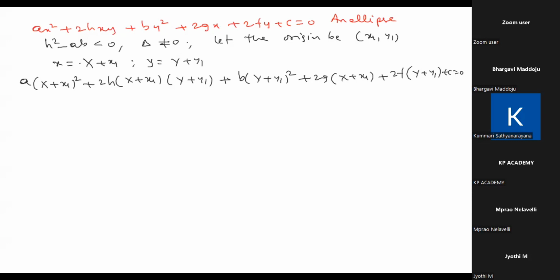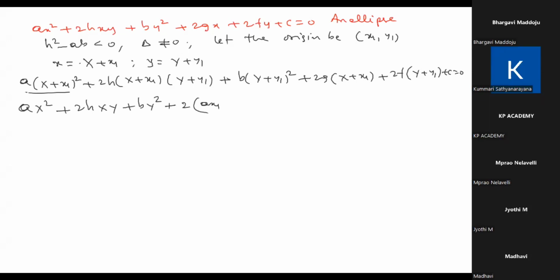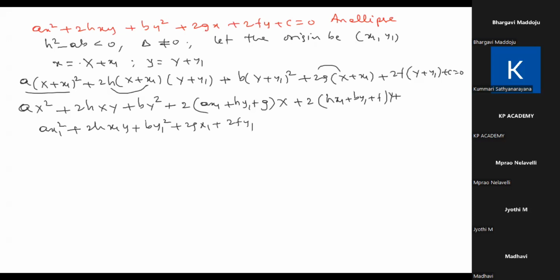If you put it in the same order, capital X square, 2h capital XY, b capital Y square, then you collect the capital X term. So here you will get a x1 plus h y1 plus g, right, into capital X, plus 2 into the Y coefficient, which is h x1 plus b y1 plus f, into capital Y. Next, the constant term is a x1 square plus 2h x1 y1 plus b y1 square plus 2g x1 plus 2f y1 plus c, right?